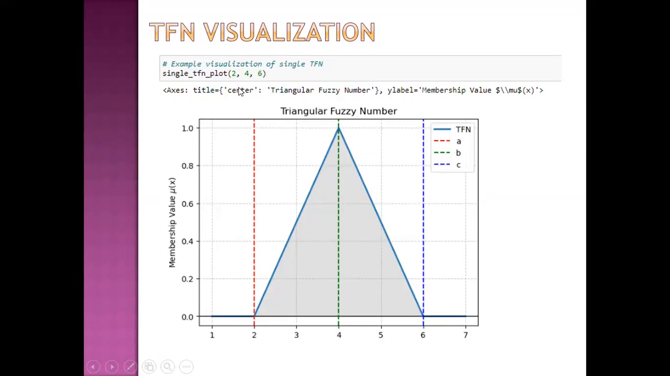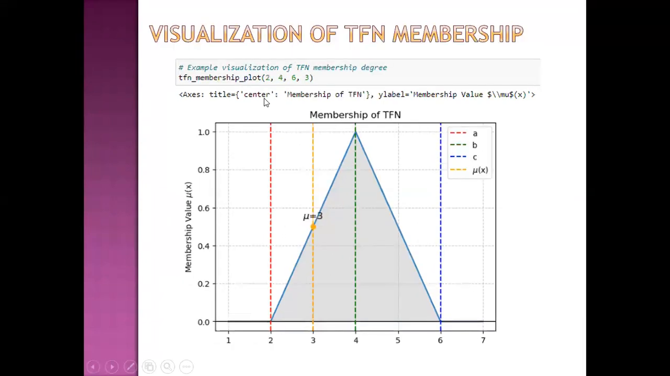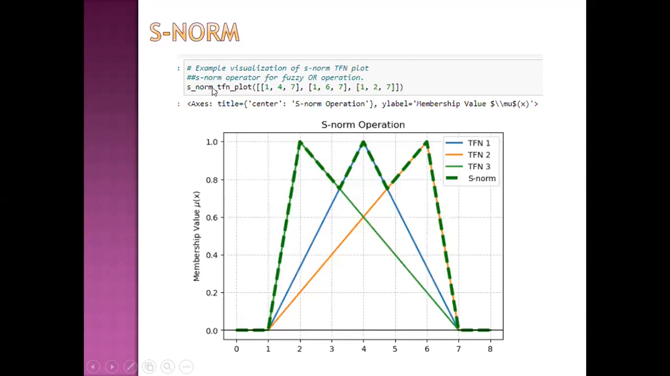Then this is the graphical representation of a triangular fuzzy number. These are the elements 2, 4, and 6. This is the membership function of an element 3 within this fuzzy number 2, 4, 6. This is a triangular fuzzy number and we want the membership of the element 3. So this is the element 3 and its membership is this.